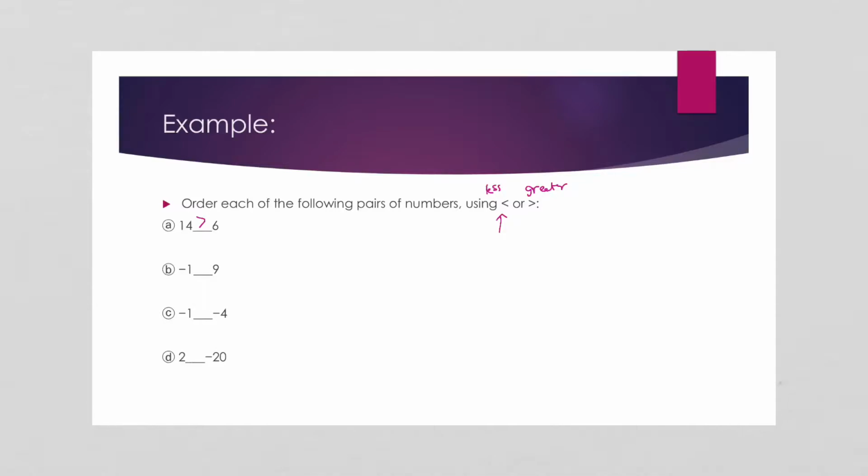Now, on part B, you have a -1 and a +9. And positive numbers are always bigger than your negative numbers. So you would read that as -1 is less than 9. Okay, so with part C, you got to be a little bit careful here. Think about it in terms of your checking account. Which one would you rather be overdrawn if you had to be? I would rather be $1 overdrawn, so that is greater than -4. And again, on part D, positive numbers are always bigger than negative numbers.